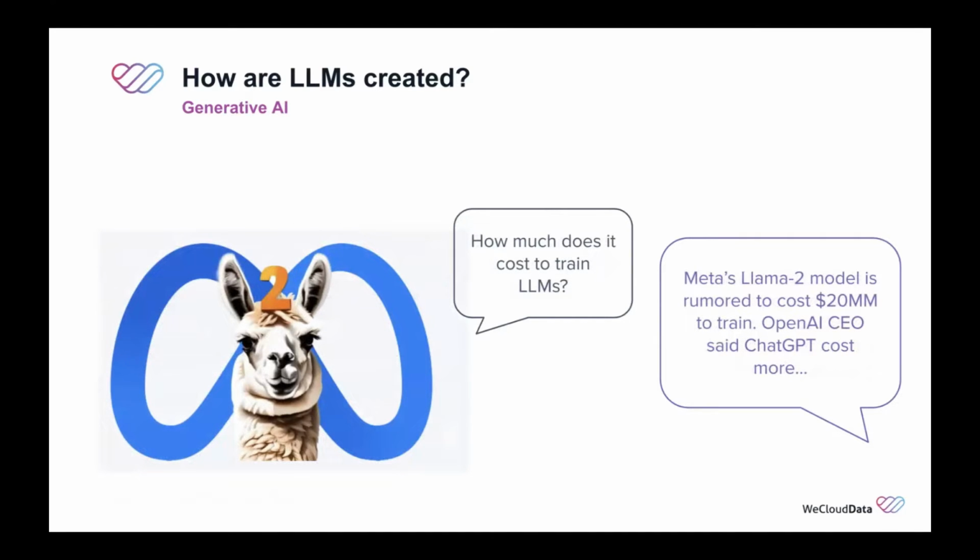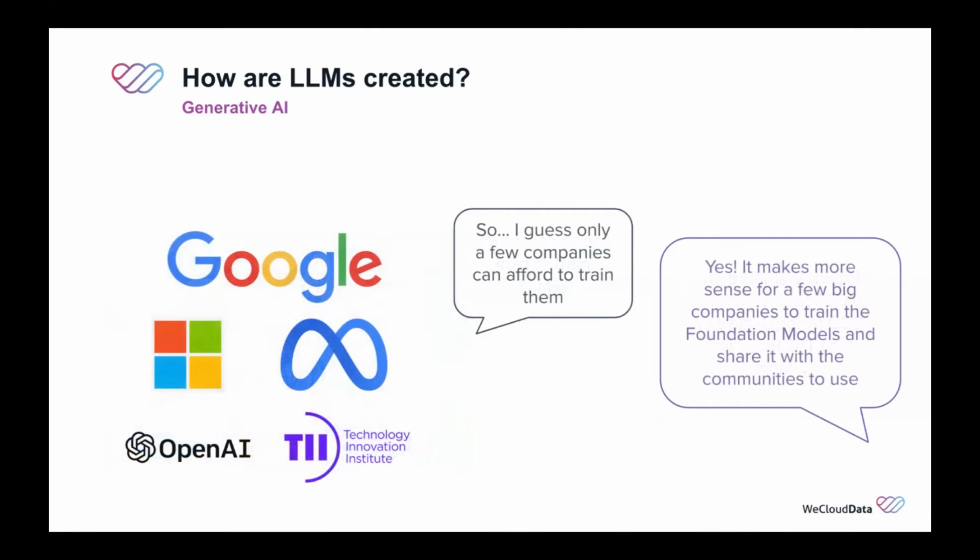How much does it cost? I think just based on some web search, I found out that Meta's Llama 2 model was rumored to cost $20 million, and the OpenAI model definitely exceeds hundreds of millions of dollars. So it's very expensive. It's not for everyone, right? It's only those big companies or companies that have deep pockets who can afford to do that.